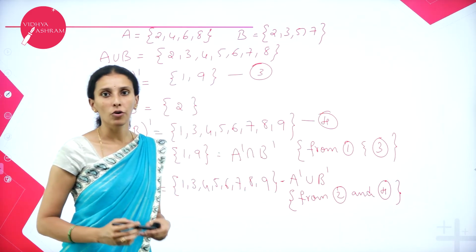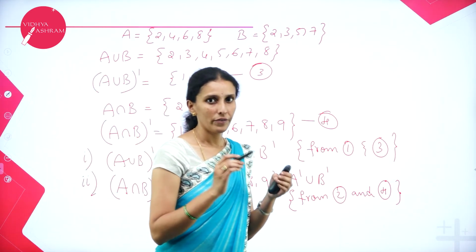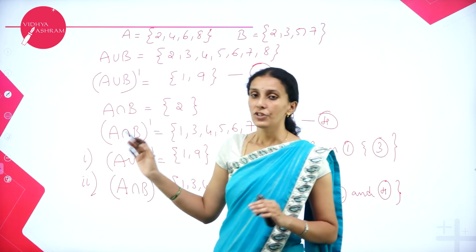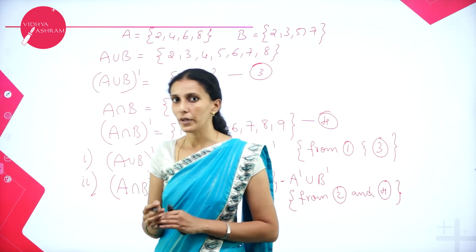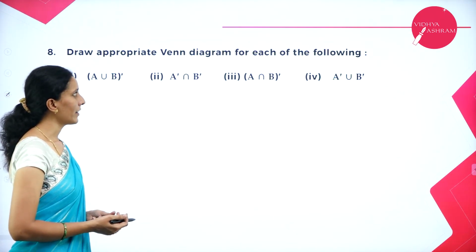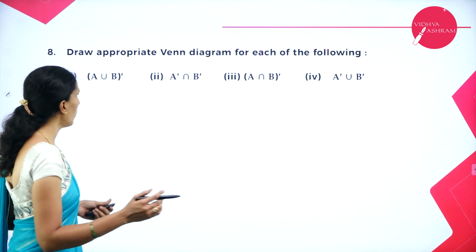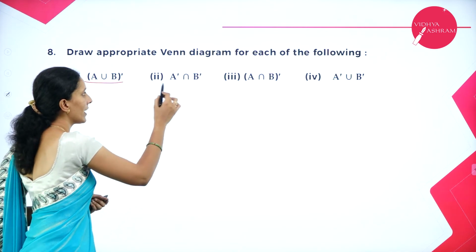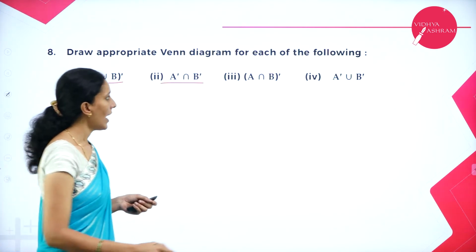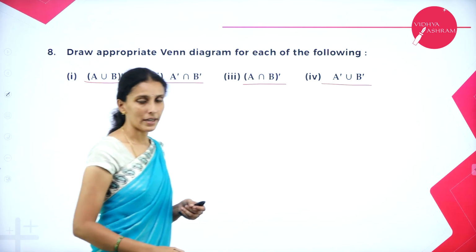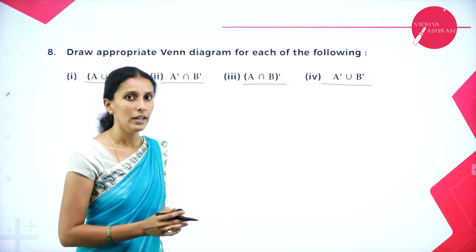So this is how you are going to prove De Morgan's law. First write all the sets and their complements. Then check and verify the given equation. They will be the same. Now draw an appropriate Venn diagram for each of the following. We know that A union B whole dash is equal to A dash intersection B dash, and A intersection B whole dash is equal to A dash union B dash. So the diagram will be the same for them.